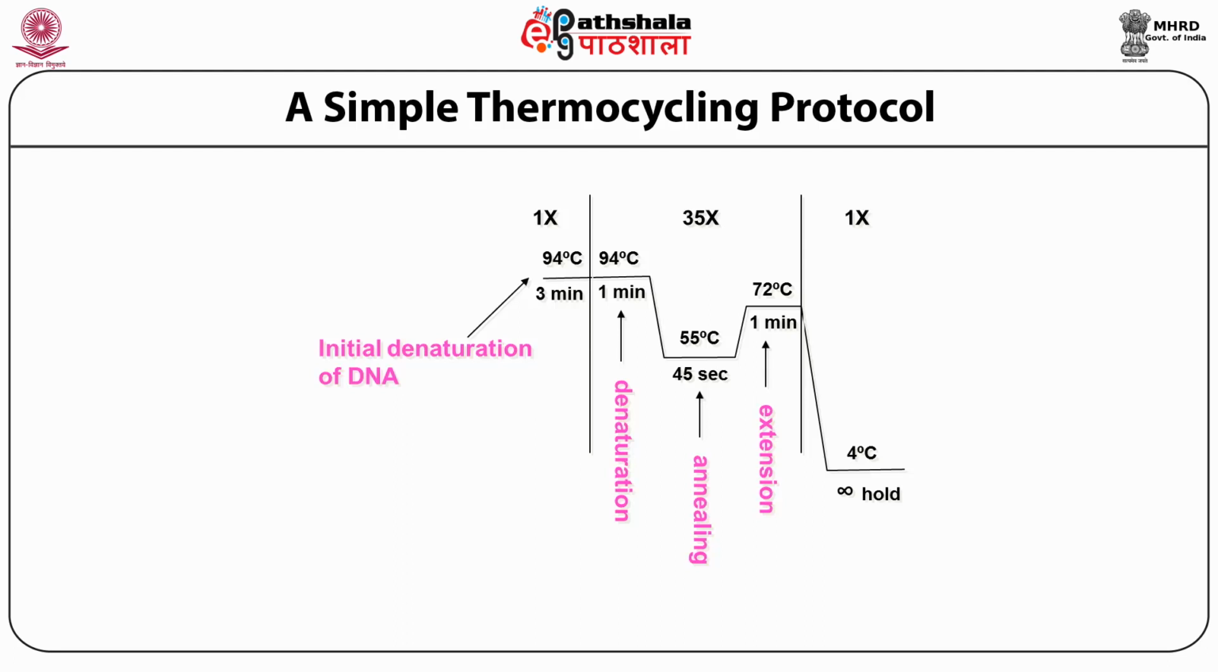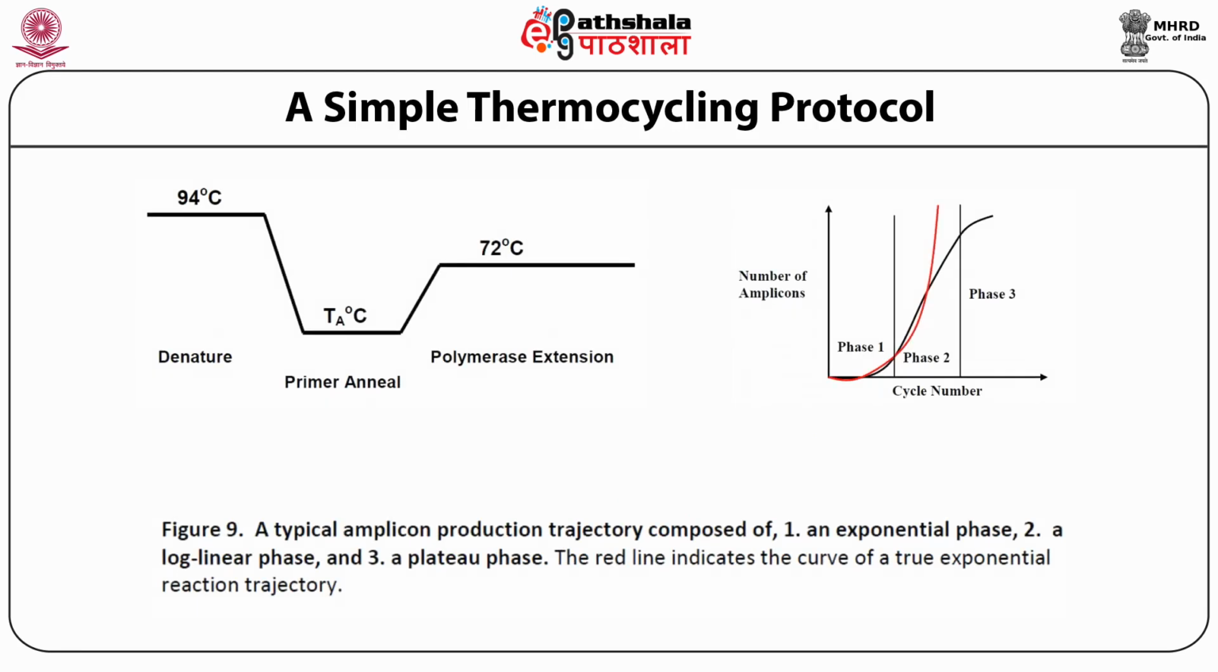Now, if I say that this PCR is 30 cycles, what does it mean? The first cycle will be for the complete denaturation. From the 2nd to the 29th cycle, it will be denaturation followed by annealing followed by elongation, while the last cycle, that is the 30th cycle, is the final elongation. Here is a depiction of a simple thermocycling protocol, where you can see denaturation, again denaturation, annealing, extension, and finally it holds.